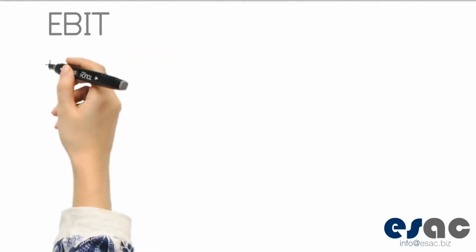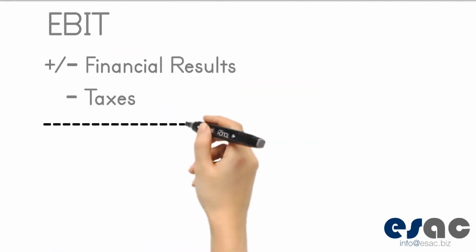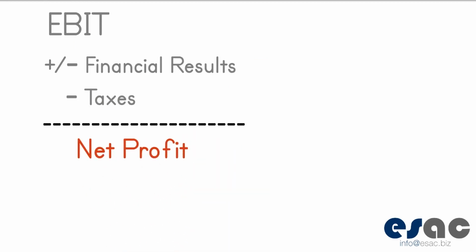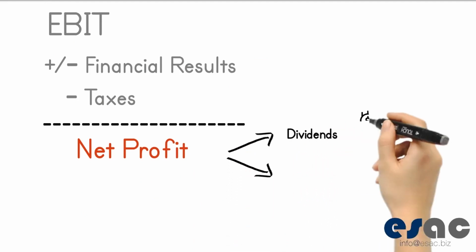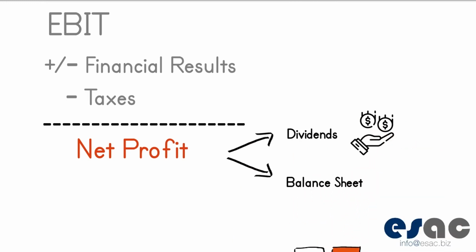Once we have reached EBIT, we need to deduct, or add, the financial results, also called interest expenses. We also need to pay government taxes. This brings us to net profit. This is often called the bottom line. Net profit will have two main destinations. Either it is paid in dividends to shareholders, or it adds up in equity in the balance sheet.